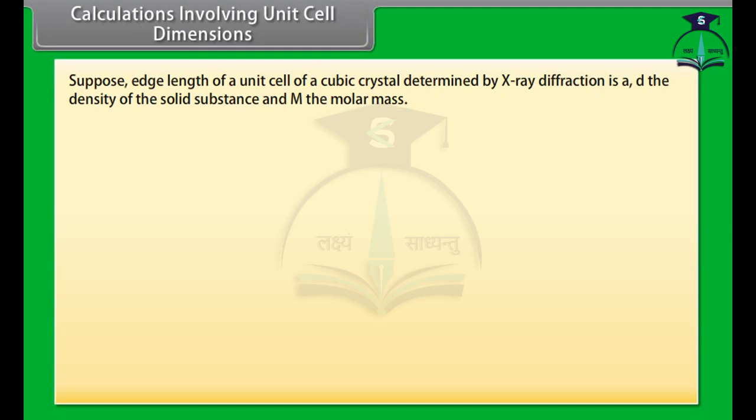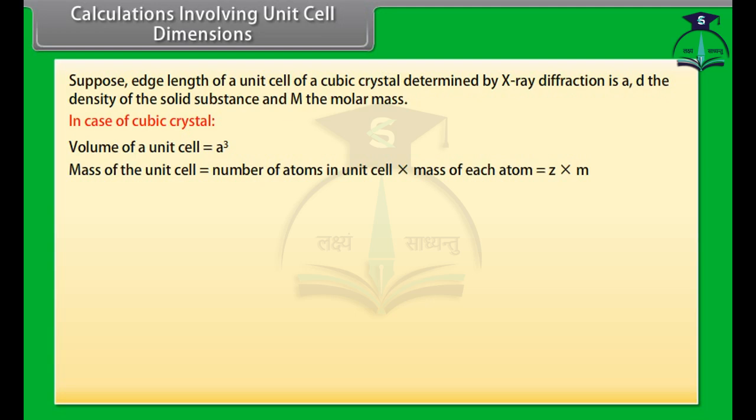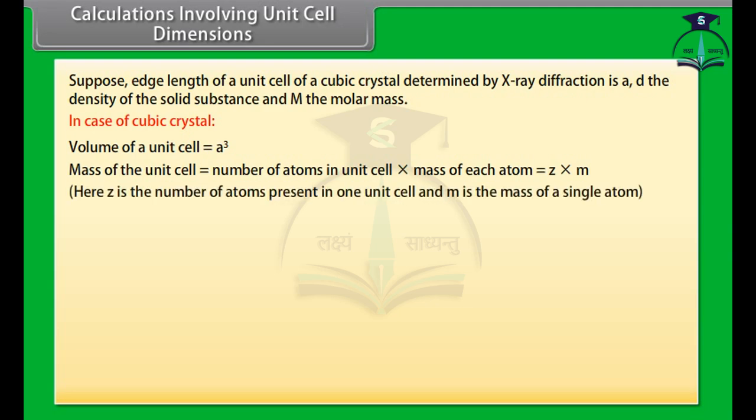Suppose the edge length of a unit cell of a cubic crystal determined by X-ray diffraction is a, d the density of the solid substance, and M the molar mass. In case of a cubic crystal, the volume of a unit cell is equal to a cubed. Mass of the unit cell is equal to the number of atoms in the unit cell times the mass of each atom, which is equal to z times m. Here, z is the number of atoms present in one unit cell and m is the mass of a single atom. Mass of an atom present in the unit cell, m, is equal to M upon Nₐ.